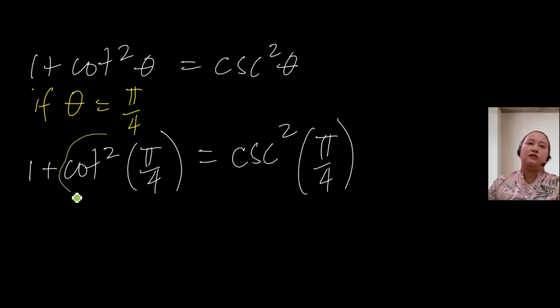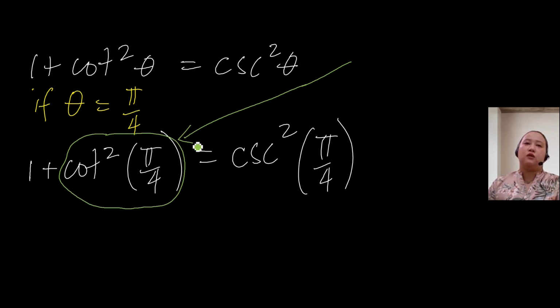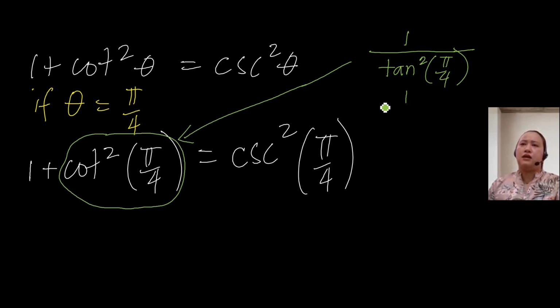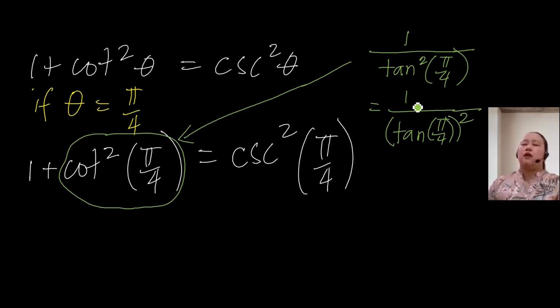So we have here cotangent squared of pi over 4. In your calculator, this means that we have 1 over the tangent squared of pi over 4. We need to put on the denominator the square of tangent, so that is tangent pi over 4, then you close it. Okay, so this is how you're going to input it in your calculator.